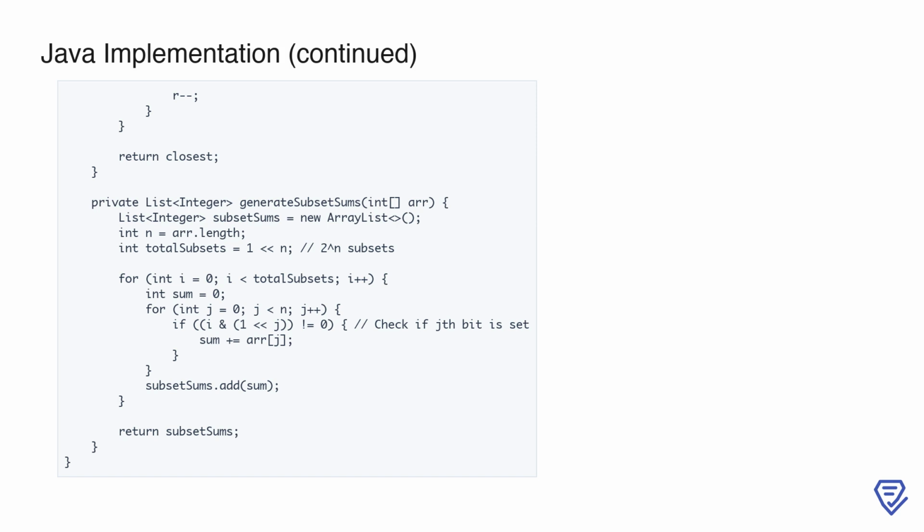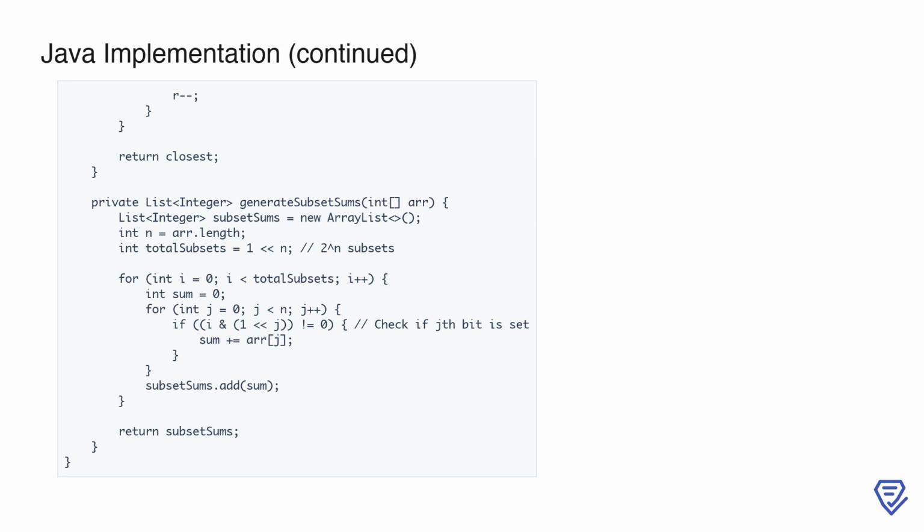The generate subset sums method, used earlier, is also defined here. It takes an array as input and generates all possible subset sums. The method uses a bit masking approach, where each subset corresponds to a binary representation of numbers from 0 to 2 to the power of n minus 1, where n is the length of the input array.